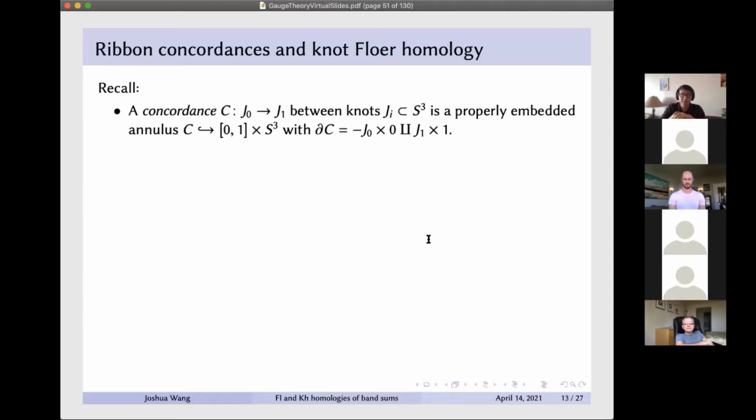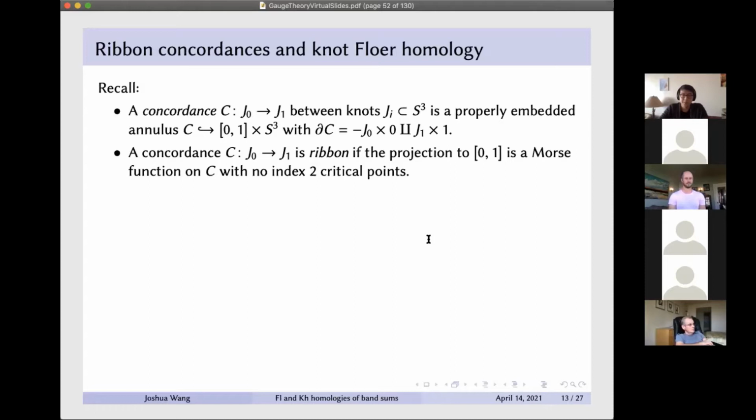So let me recall, a concordance between knots is an annulus properly embedded in the interval times the 3-sphere, which interpolates between the two knots. A concordance is said to be ribbon if, when you project to the interval, you get a Morse function on the annulus with no index 2 critical points. In general, you'll have index 0, index 1, and index 2 critical points, respectively called births, saddles, and deaths. The restriction is that there must be no deaths in order for the concordance to be ribbon.